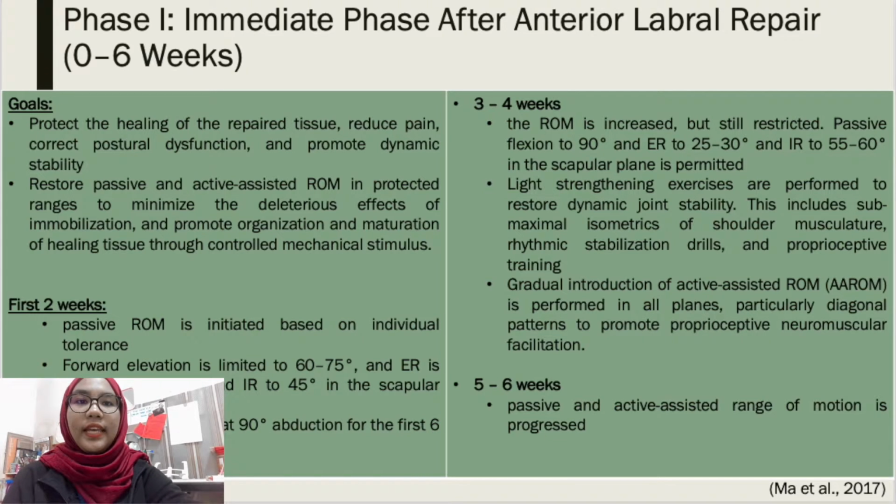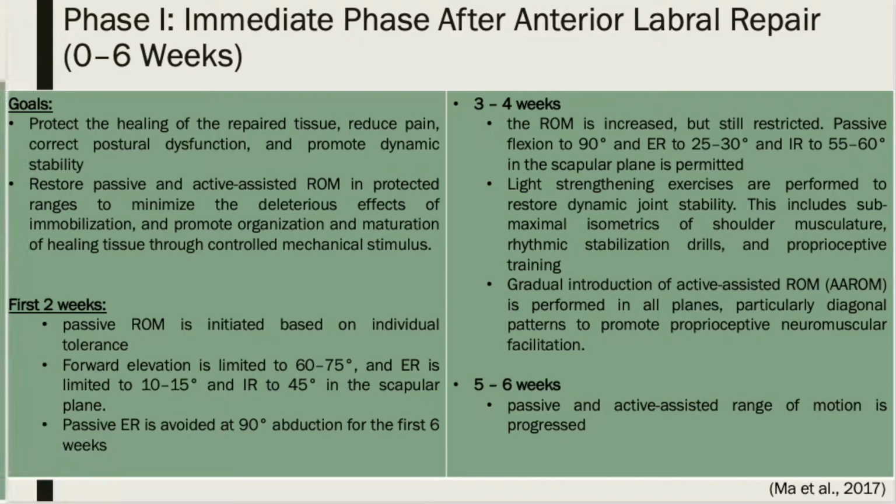Light strengthening exercise can be performed, which includes isometric exercise. A gradual introduction to active assisted ROM is also performed in this phase.